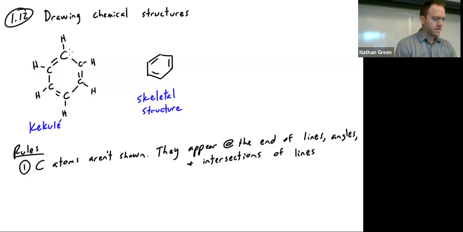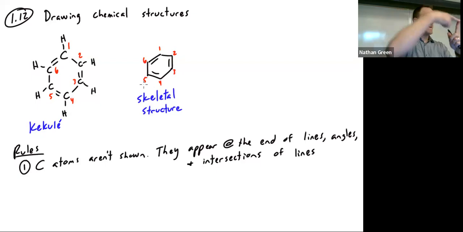So how many carbons in my structure on the left? 6. I'm going to represent those 6 carbons over here, in this case, as 6 angles, and put some numbers on here. 1, 2, 3, 4, 5, 6. Carbon 1 is shown by an angle there. Carbon 2 there. 3, 4, 5, 6.